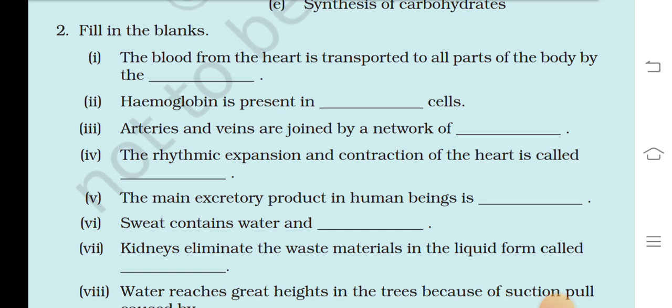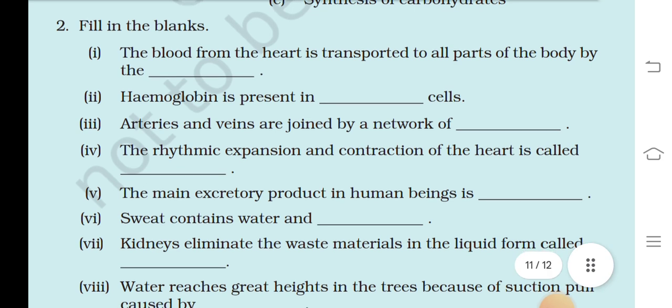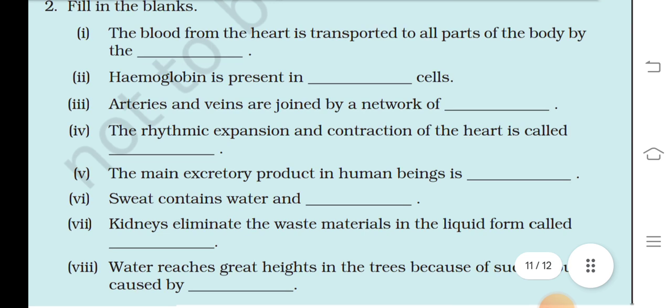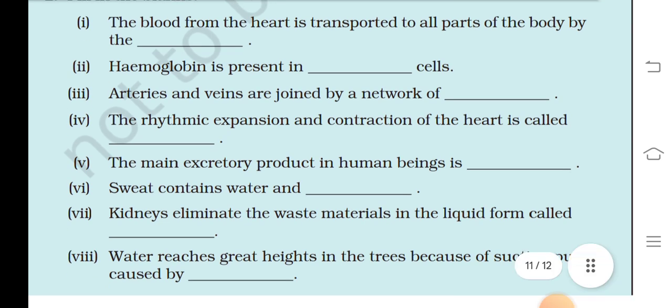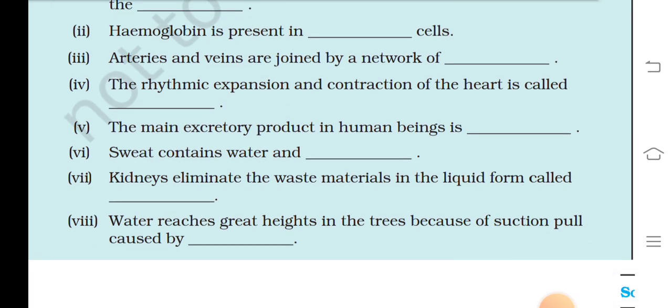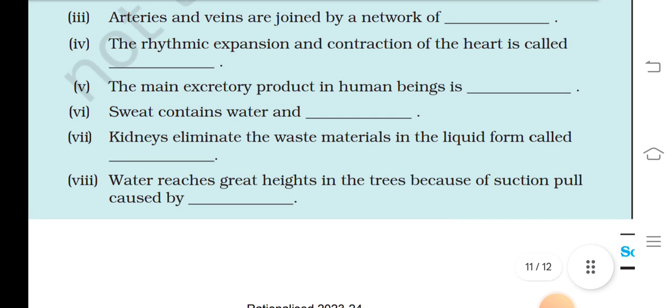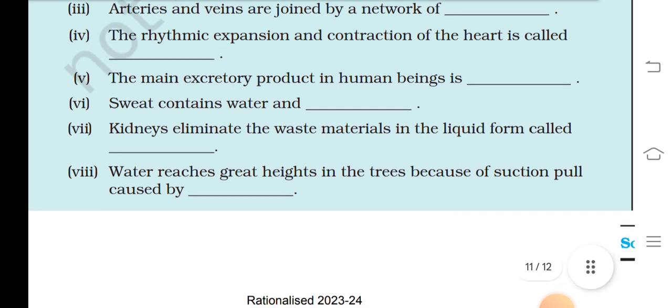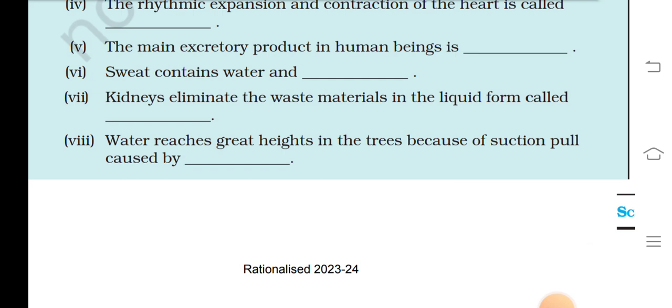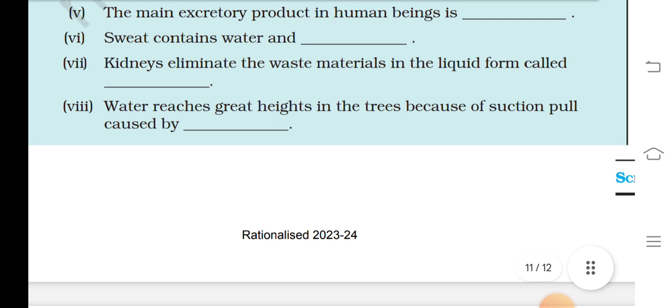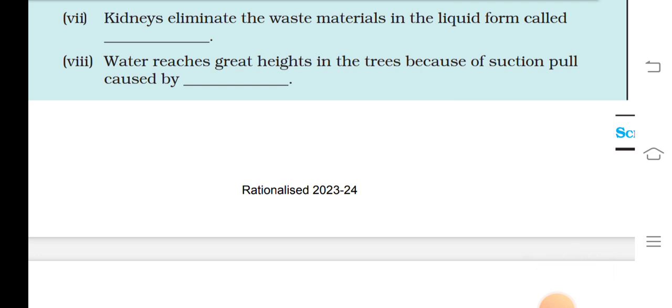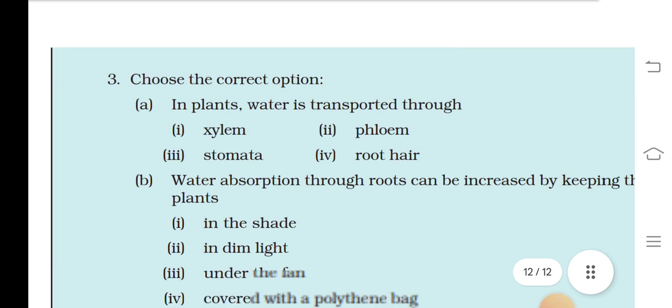Fill in the blanks. The blood from the heart is transported to all parts of the body by the arteries. Hemoglobin is present in RBC cells. Arteries and veins are joined by the network of capillaries. The rhythmic expansion and contraction of the heart is called heartbeat. The main excreted product in human beings is urea. Sweat contains water and salt. Kidneys eliminate the waste materials in liquid form, called urine. Water reaches great heights in trees because of the suction pull caused by transpiration.